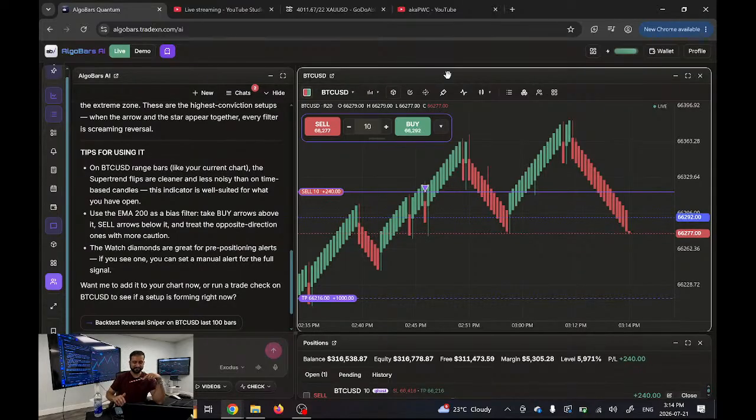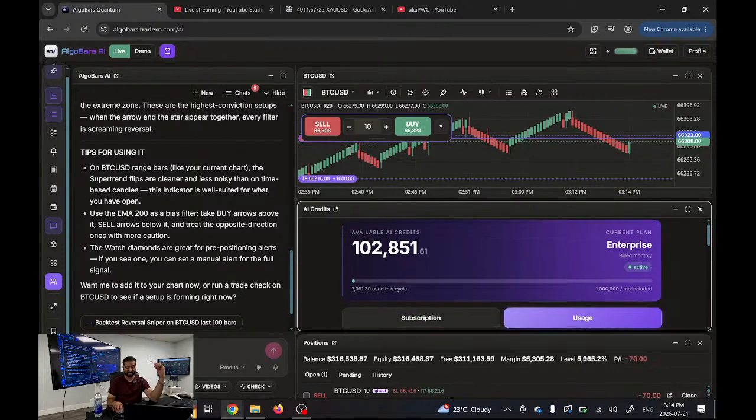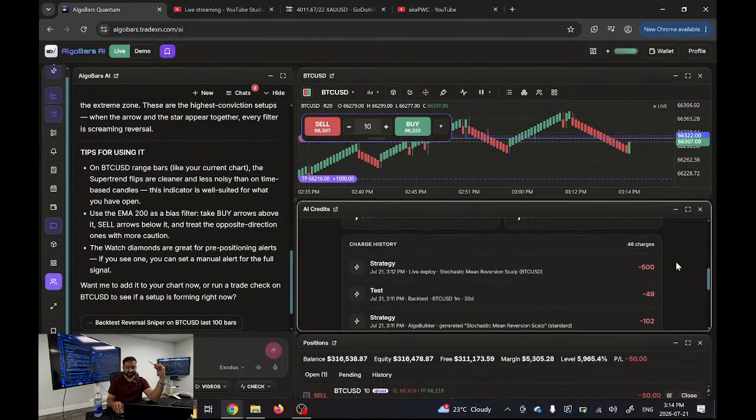All right, so by the way, to code a strategy, to code an indicator, if you go anywhere, it costs thousands and thousands of dollars. A good strategy, potentially a good strategy, can cost anywhere from $5,000 to $20,000, $30,000 to build. Do you want me to show you guys how much it costs to build these strategies? The strategy that I just built cost 500 credits, which is $5. It's less than $5 to build a fully automated trading strategy.